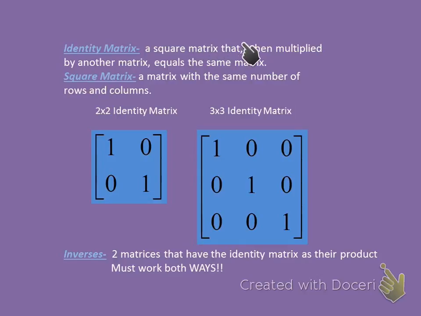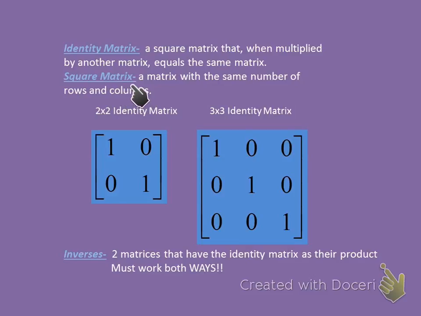It's a square matrix that, when multiplied by another matrix, gives you back that same matrix. That's an identity matrix. For a 2 by 2, that identity matrix is 1, 0, 0, 1. It's your matrix form of 1. For a 3 by 3 matrix, it's 1, 0, 0, 0, 1, 0, 0, 0, 1. This is the only time you'll see a 3 by 3 matrix today. Just 2 by 2s from here on.